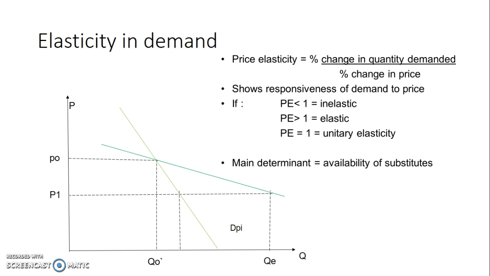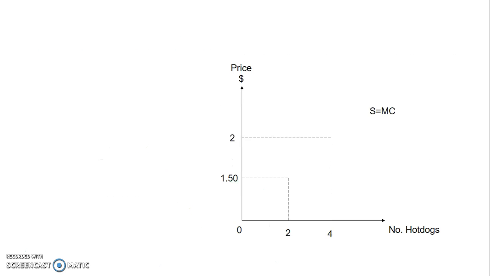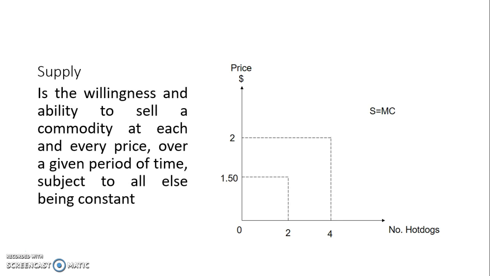Now let's look at supply. Supply is the willingness and the ability to sell a commodity at each and every price over a given period of time, subject to all else being constant. When the price of hot dogs goes up, the quantity of hot dogs supplied will increase. The increase in price is an incentive for the company to produce more hot dogs because they want more profit. When the price increases or decreases, it moves along the curve.